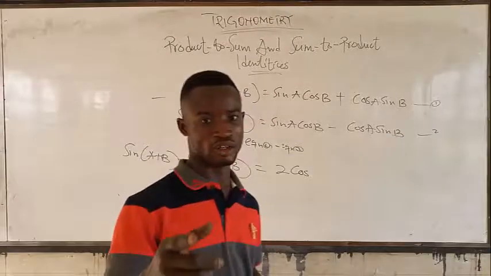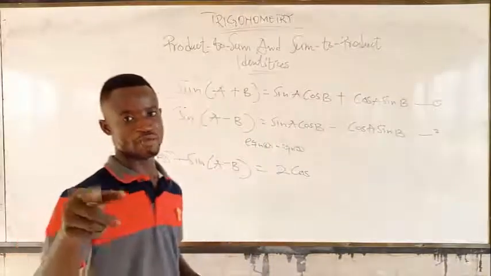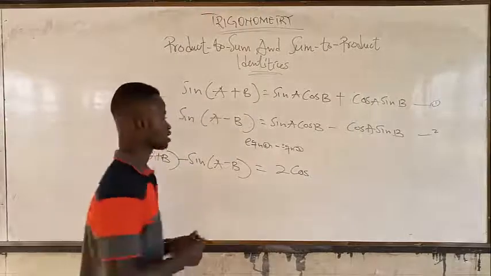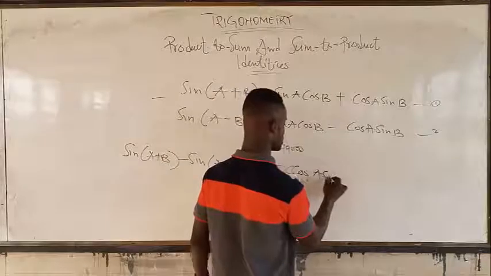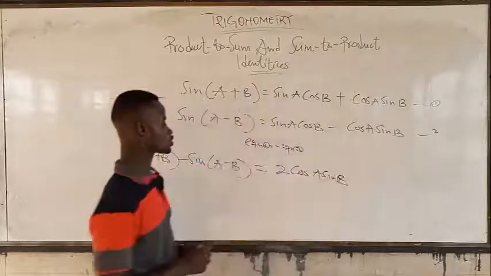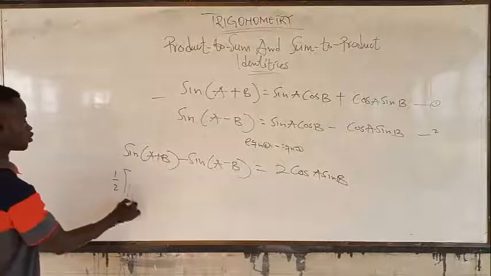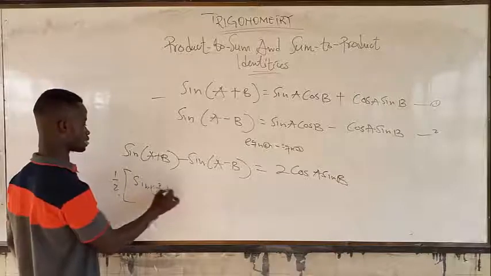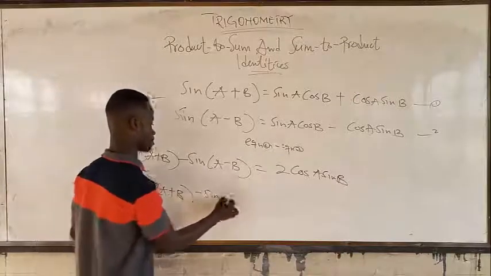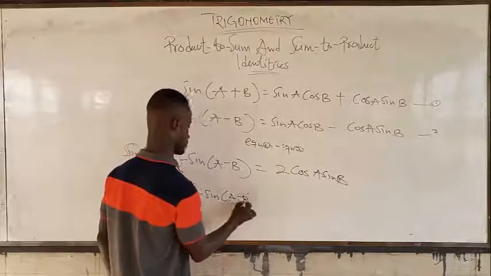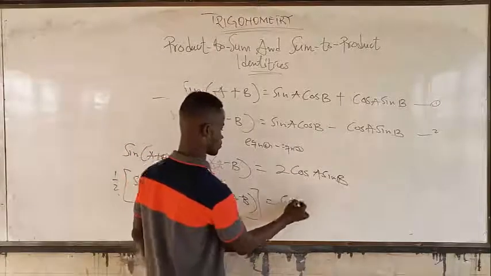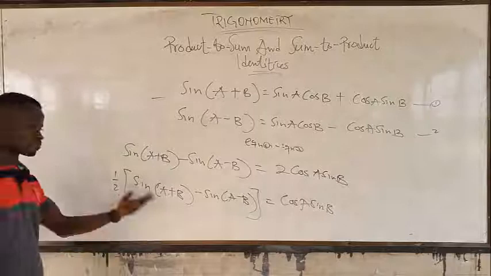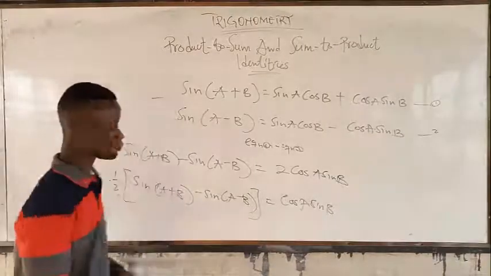And when you do that, you're going to get half of cos(A minus B) minus cos(A plus B). So do that for me. Thank you, and I hope you do it. Now this is going to give you cos A sin B. So for us to get the product of cos A sin B, we multiply through by half. And we get, very good, the formula for the fourth part.